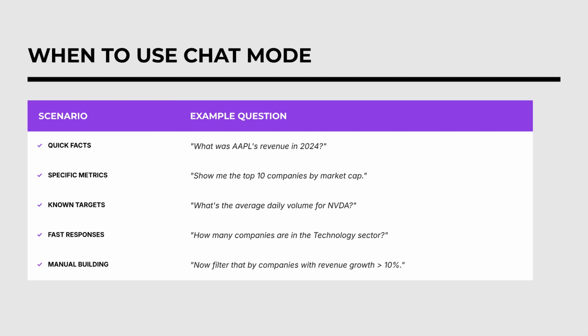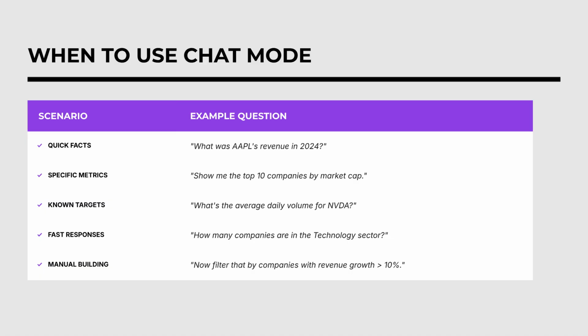Chat mode is your weapon of choice for quick facts and fast answers. Things like, what was AAPL's revenue in 2024? Or, show me the top 10 companies by market cap. It's perfect when you need speed, precision, or when you want to manually build on results step by step. If you're in a hurry or just need a specific number, chat mode wins every time.